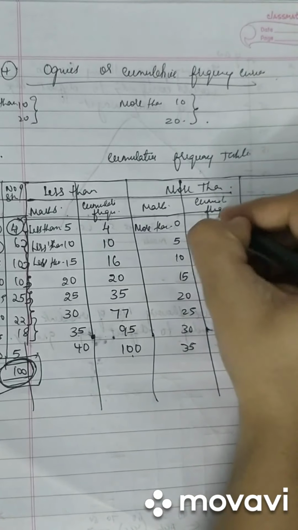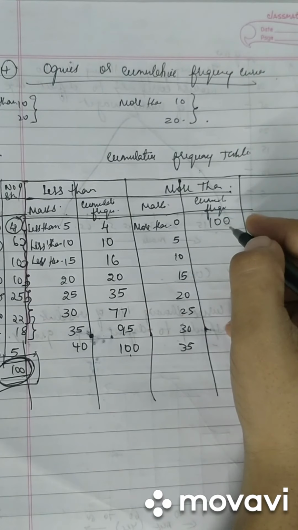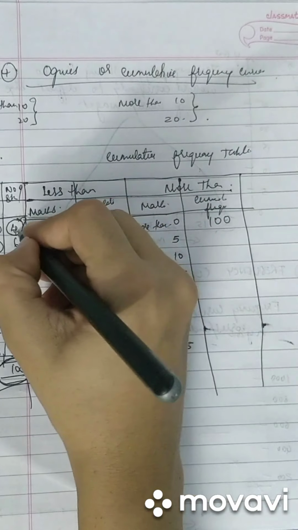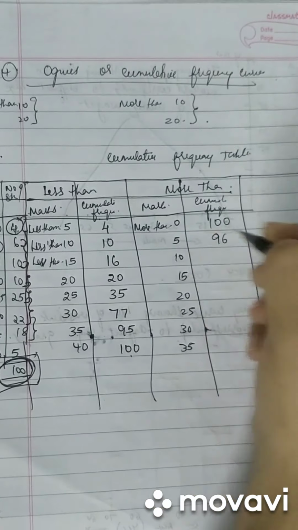The total of frequency would be written first, that is 100. Then 100 minus 4, 96. 96 minus 6, 90. 90 minus 10, 80. 80 minus 10, 70. 70 minus 25, 45. 45 minus 22, 23. 23 minus 18, 5. So our last number 5 should be equal to the last frequency, that is 5, that is 35 to 40. So I hope you are clear with the cumulative frequency table.